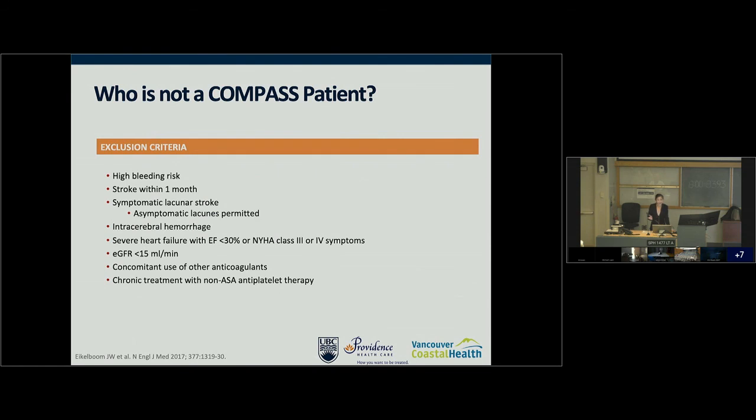Now, severe would be defined as an EF of less than 30% or NYHA class 3 or 4, and severe kidney disease would be defined as an eGFR of less than 15. Now, if they need an anticoagulant for another reason, or if they are on something other than aspirin as their antiplatelet strategy, these patients would not be a typical COMPASS patient.